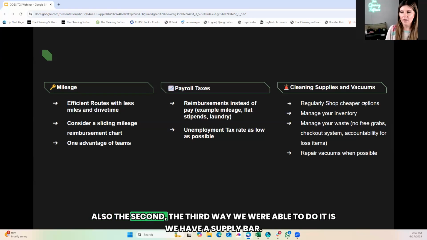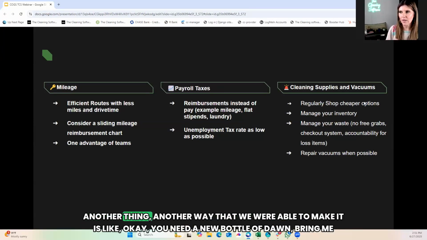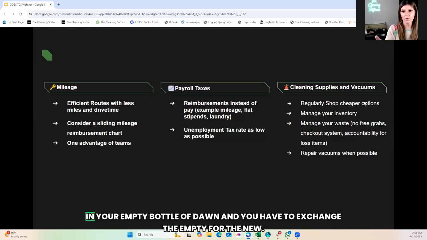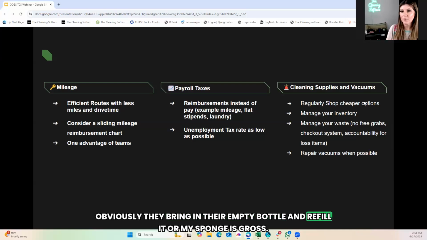Also, the third way we were able to do it is we have a supply bar and there's a supply manager, and she is actually checking out supplies, checking off and seeing who is getting what. Like, okay, Faith picked up 30 bottles of Dawn this month. What is she doing with all these Dawns? You've got to be able to track it. Another way we were able to do it is, okay, you need a new bottle of Dawn? Bring me your empty bottle of Dawn, and you have to exchange the empty for the new. I mean, there are some refillable things where they bring in their empty bottle and refill it. Or my sponge is gross.